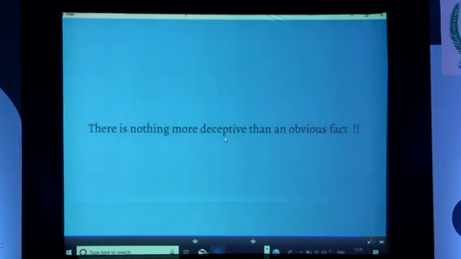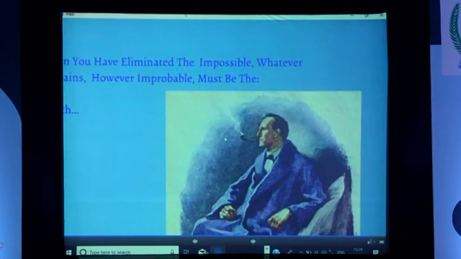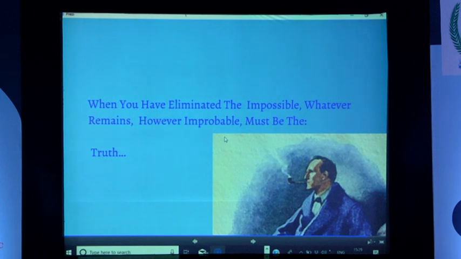Okay, now there's nothing more deceptive than the obvious fact. When we say there's nothing more deceptive, what exactly are we talking about? When we say we have to eliminate the impossible, whatever remains, however improbable, must be the truth. So says Sherlock Holmes.